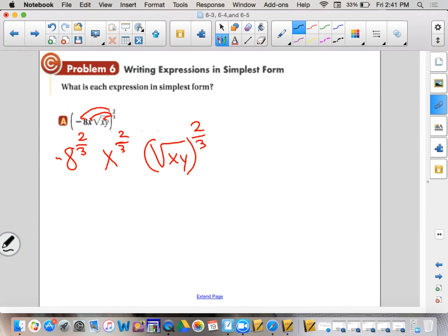So before we even deal with these first two, let's talk about this back here. That's a radical that I have to first put in exponential form before I can raise it to 2/3. So I need to take this radical and change it to exponential form. What is it going to look like when I change it to exponential form?